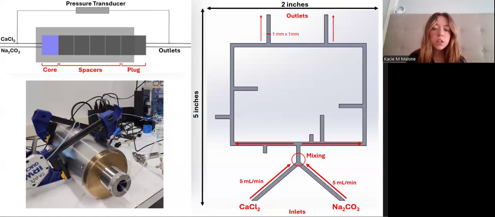So as precipitate forms within the channels, it restricts flow paths by decreasing the size of the channels, which increases differential pressure. And differential pressure is measured by this pressure transducer as shown in the schematic diagram.